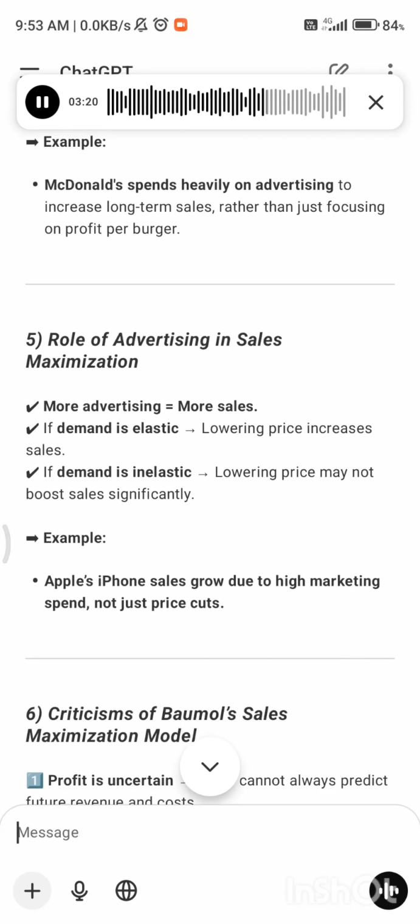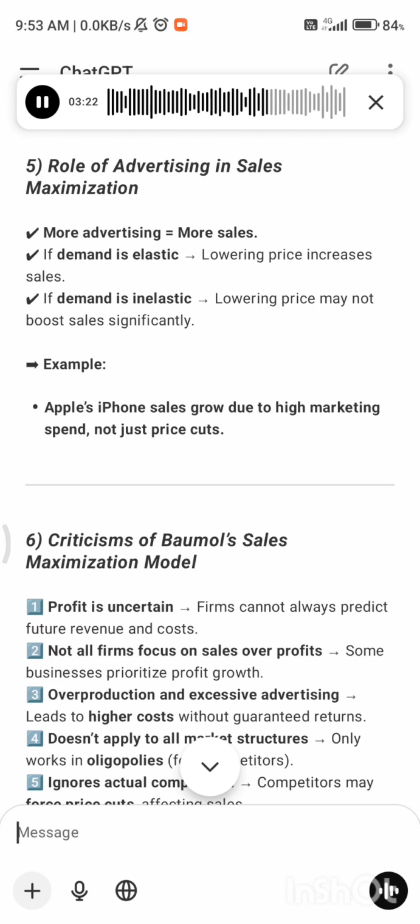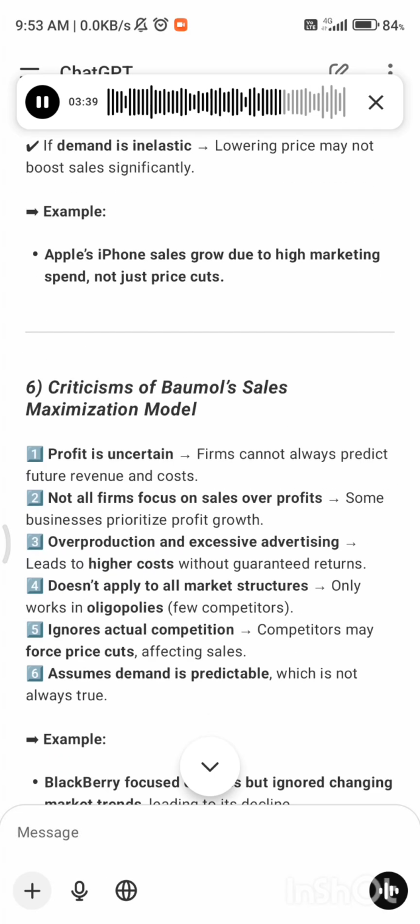5. Role of advertising in sales maximization. More advertising equals more sales. If demand is elastic, lowering price increases sales. If demand is inelastic, lowering price may not boost sales significantly. Example, Apple's iPhone sales grow due to high marketing spend, not just price cuts.